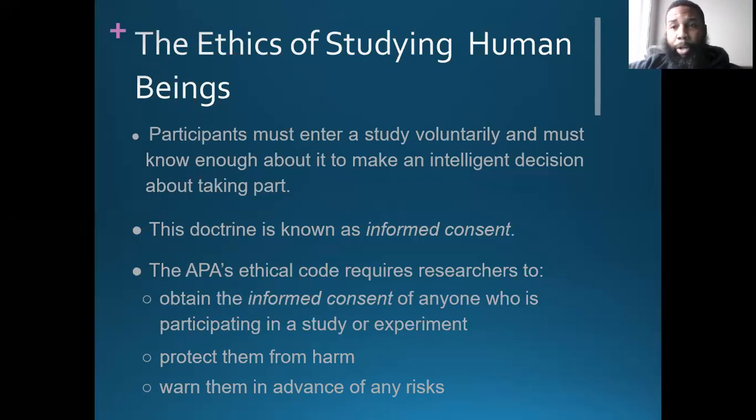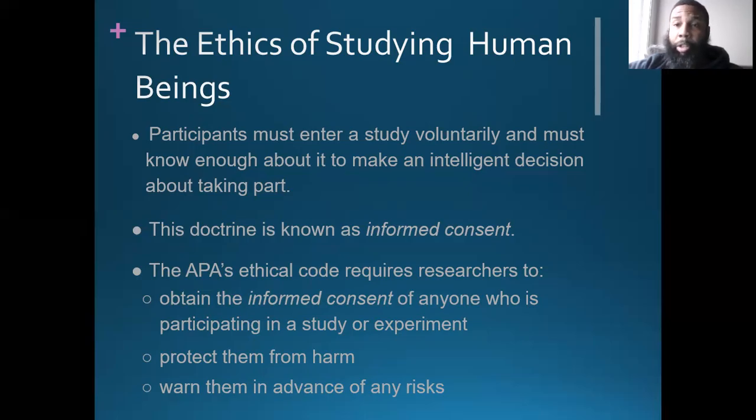So participants who enter your study have to do so voluntarily and have to know enough about it to make an intelligent decision on if they want to do the study or not. This is called informed consent. This is where they find out things about what's going on in the study. They get a general sense of what you're testing. You won't tell them exactly, but they get a general sense of what you're testing, and they get to make a decision on their own as to if they want to take part in it, right?